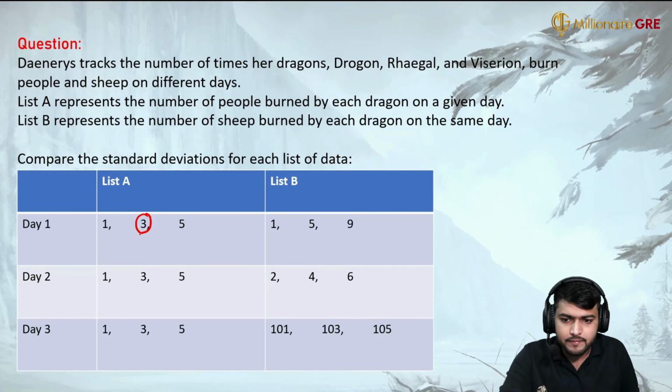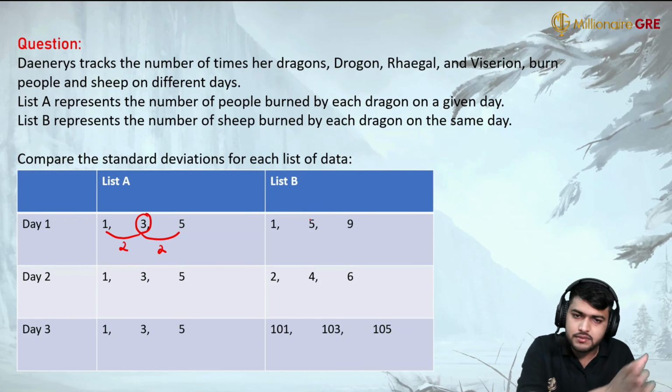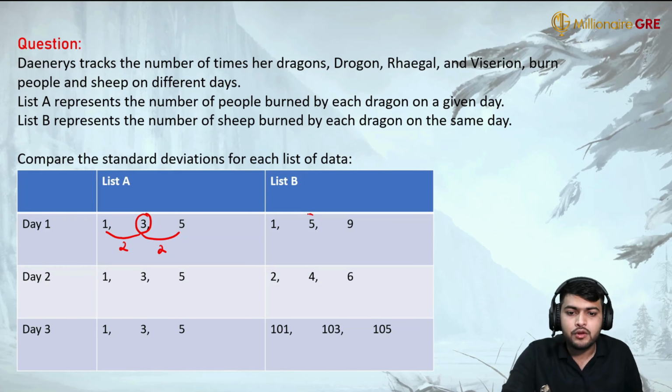Here mean is 3, distance of 1 from 3 is 2, distance of 5 from 3 is 2. In list B, again the terms are in AP, so the median will be the mean.